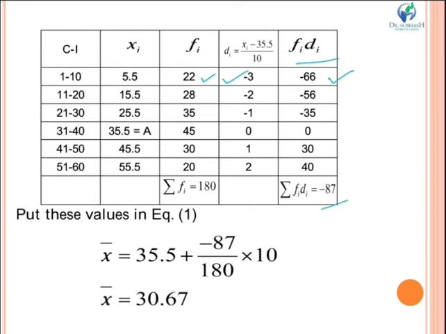Now we will put all these values in the given equation 1. So x bar equals A plus summation fi di upon summation fi into h. Our A is 35.5, plus summation fi di, that is minus 87, divided by summation fi, that is 180, into h, that is 10. On calculating this, we get our mean as 30.67.